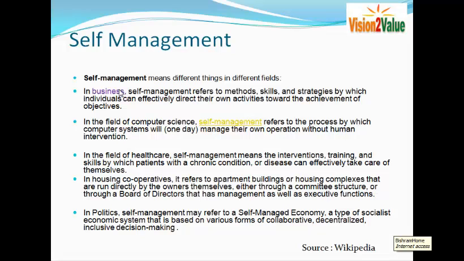In case of housing cooperative society, it refers to management of the society by the own residents without any interference from outside. If one looks at politics, self-management may refer to self-managed economy, a type of socialist economic system that is based on various forms of collaborative, decentralized, inclusive decision making. What it means is self-management means different things to different people. In this particular presentation, our focus is going to be individual and methods, skills, and strategy to make him effective in the organization.